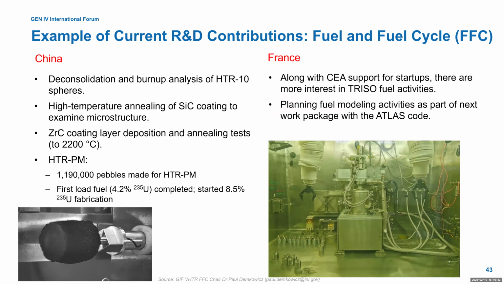On the fuel and fuel cycle side, here are two examples of what we're currently working on. Just examples, there are many other tasks. China has been looking at the older HTR-10 spheres, now that these are available from the reactor operation. Those spheres have been deconsolidated and looked at for burn-up analysis. There's also investigation into the high temperature annealing of silicon carbide, to see to what degree it anneals under high temperatures and what happens with the microstructure. There have been several focused studies on zirconium carbide coating layers, to see how they could improve performance at very high temperatures, 2200 Celsius in this case. Right now, the Chinese team reported that at HTR-PM they have just under 1.2 million fuel pebbles already made. The first load fuel, of course, has been completed, and they started with the equilibrium fuel, 8.5% specified fuel fabrication.